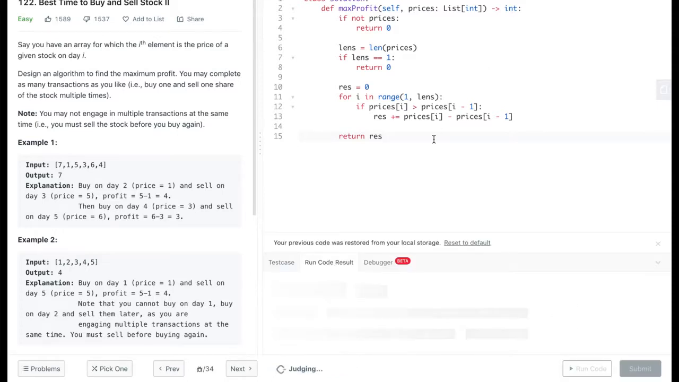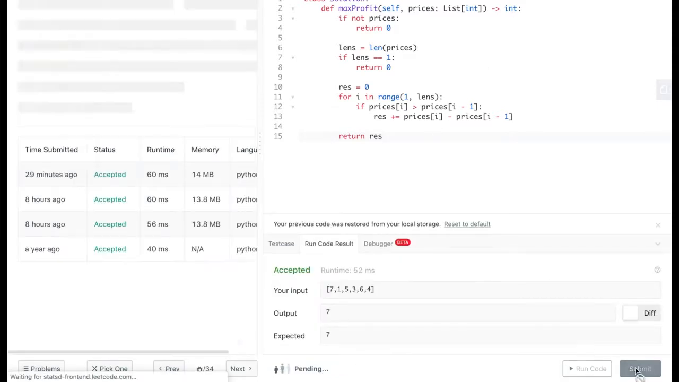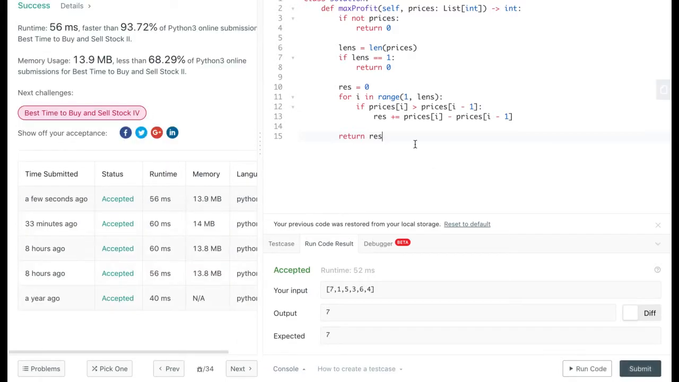Let's see. Alright, then it passes. So this is an O(n) time complexity and O(1) space complexity solution, which is the best solution for this problem.